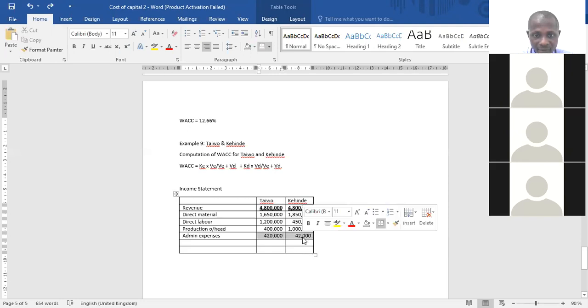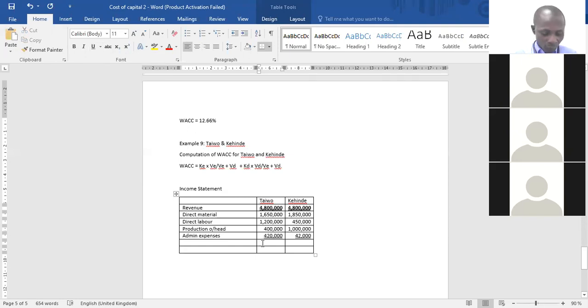Let me add the expenses. Okay, so let us add all our expenses together. What do we have? 1,650 plus 1,200 plus 400 plus 420. So I have 3,670,000 for Taiwo. What about for Kinde?